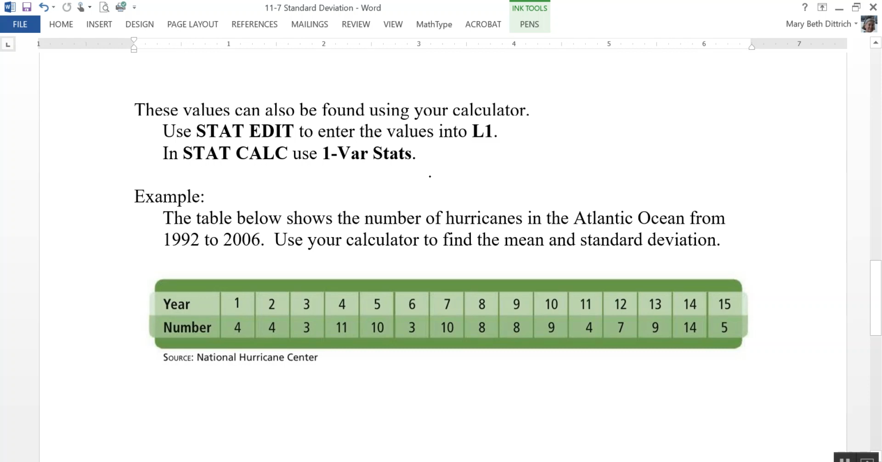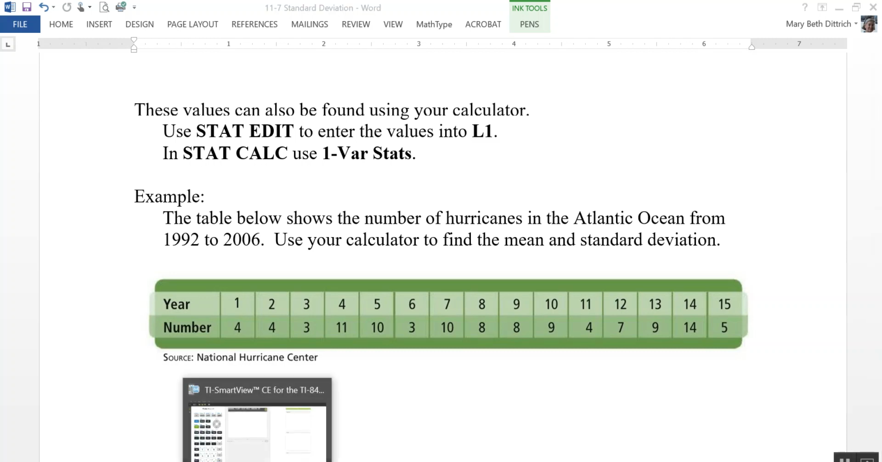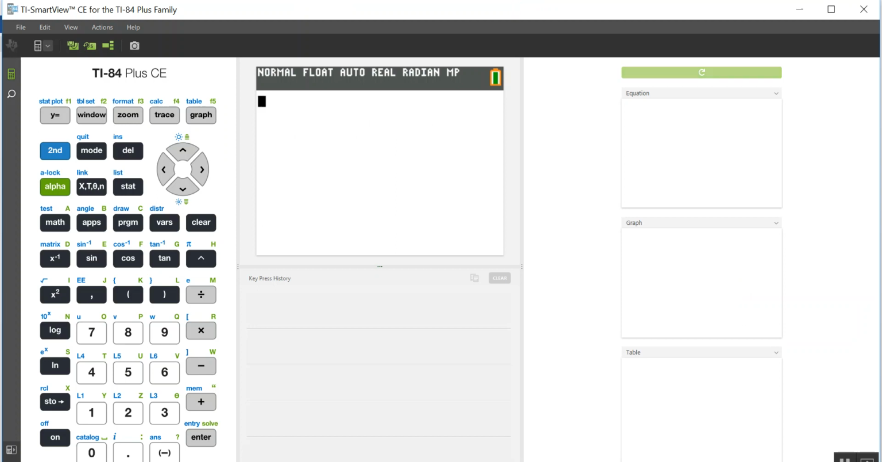Let's take a look at an example of that. The table below shows the number of hurricanes in the Atlantic Ocean from 1992 to 2006. Use your calculator to find the mean and the standard deviation. So in order to do that, I'm going to go to my calculator.